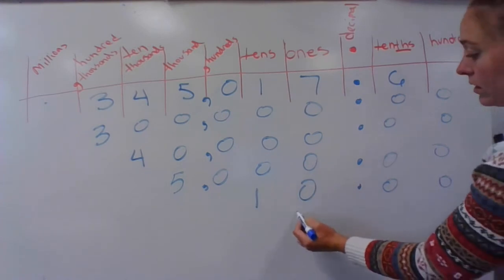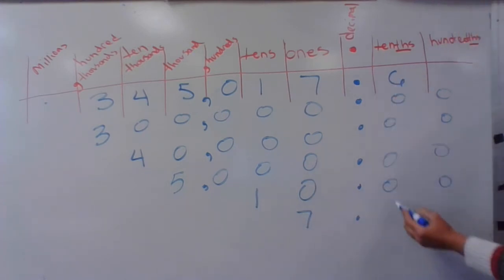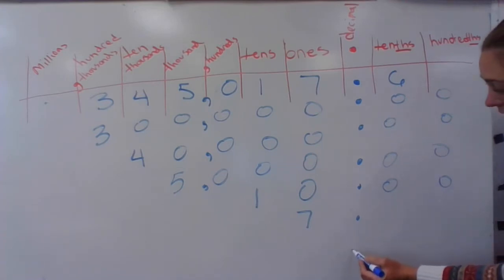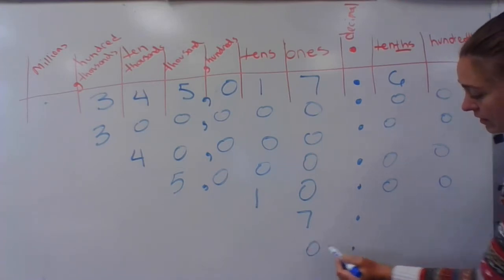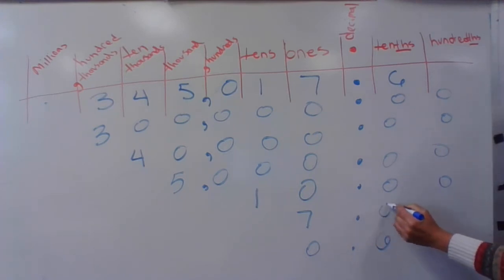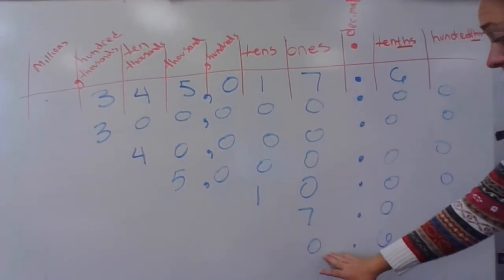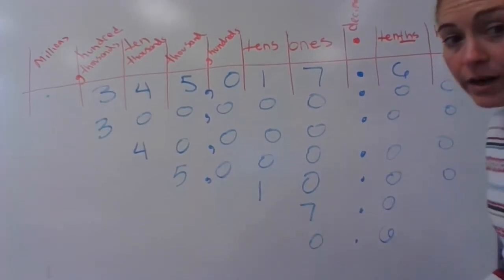A 7 in the ones, no 0 after that because we're already at the decimal. And then a 6 in the tenths would mean I would put right here a 0 in the ones and then a 6. Typically, people put a 0 before the decimal to show that it has that 0 place value in the ones, but you don't have to.